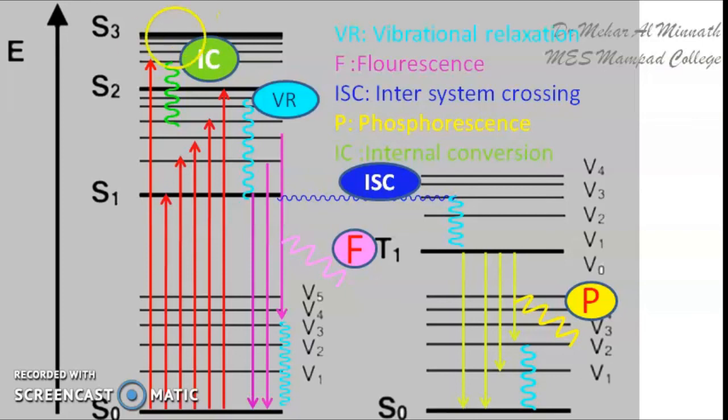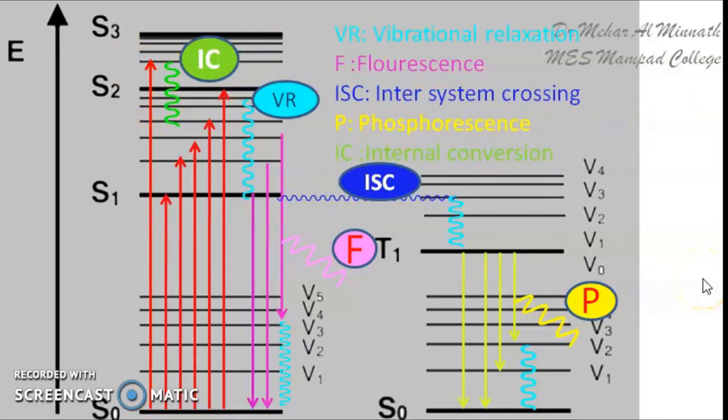Alright, so once the internal conversion has occurred, it can come down via phosphorescence or vibrational relaxation. So remember, vibrational relaxation is the relaxation mode of electrons from a higher vibrational energy level to the lowest vibrational energy level of the same electronic state, while internal conversion is from a higher vibrational energy level of a higher electronic state to a higher vibrational energy level of a lower electronic state. Alright, so that's internal conversion.